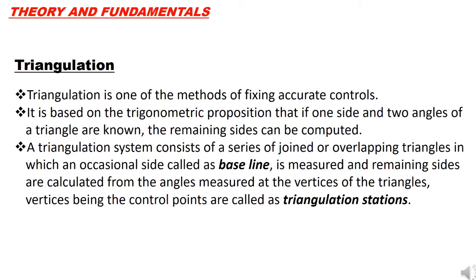Triangulation. Triangulation is one of the methods of fixing accurate controls. It is based on the trigonometric proposition that if one side and two angles of a triangle are known, the remaining sides can be computed. A triangulation system consists of a series of joined or overlapping triangles in which an occasional side, called the baseline, is measured and the remaining sides are calculated from the angles measured at the vertices of the triangles. Vertices being the control points are called triangulation stations.